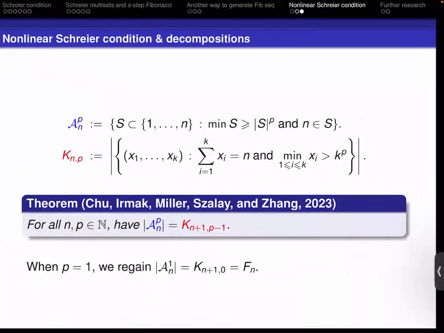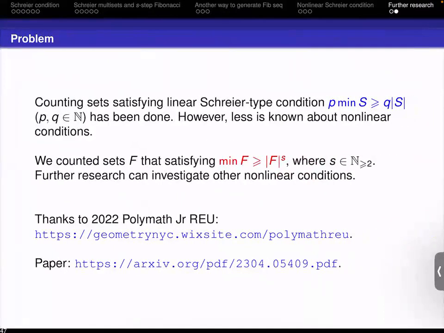Just very briefly, in terms of future research questions, you can start putting in different weights in terms of all these different types of relationships. At the end of the day, can you come up with very natural conditions that are equivalent to natural counting problems?